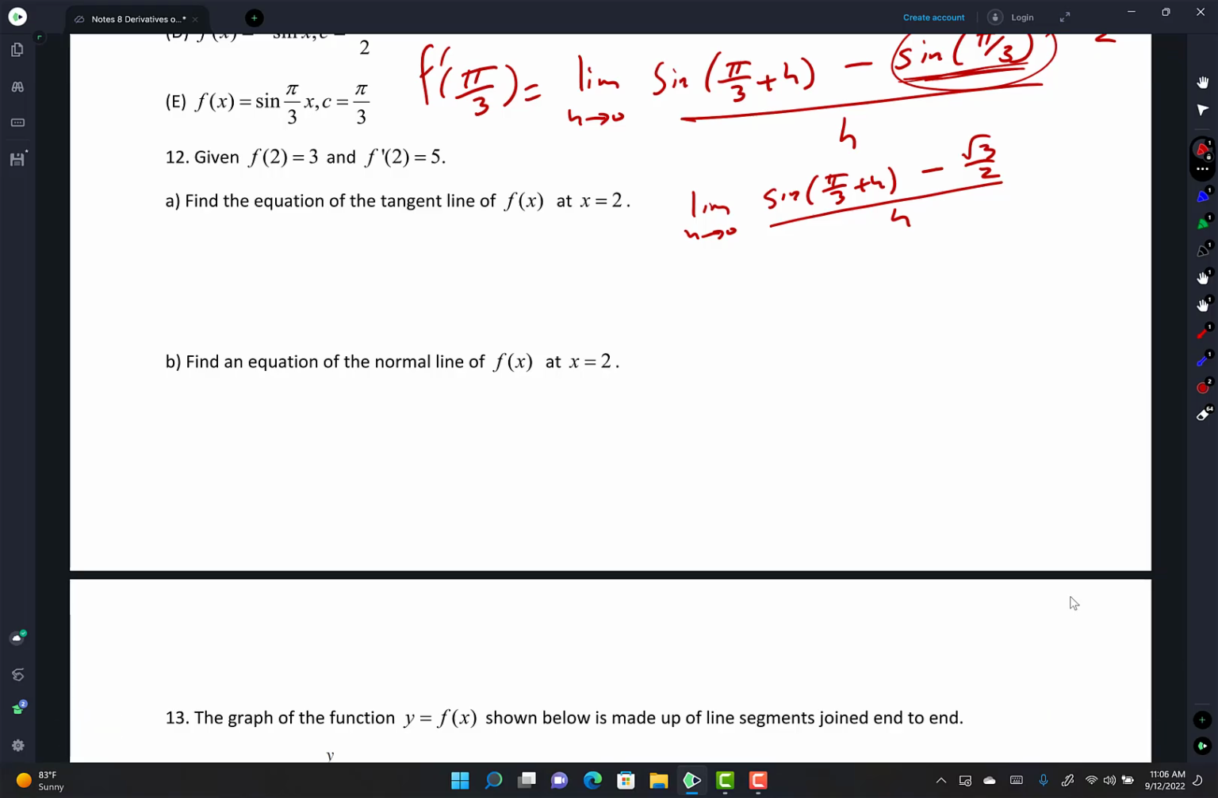All right, number 12. Let's see how smart you guys are. Don't worry, we're almost done. It says finding the equation of the tangent line of f of x at x equals 2. What do I need for a tangent line? A point and a slope. Do I have a point and do I have a slope? Yes. Check it out. This is your point. The point is 2, 3.